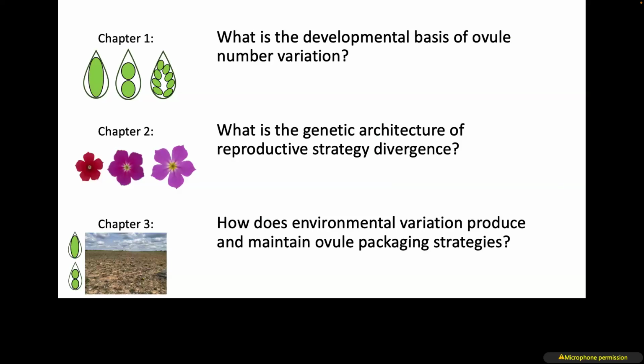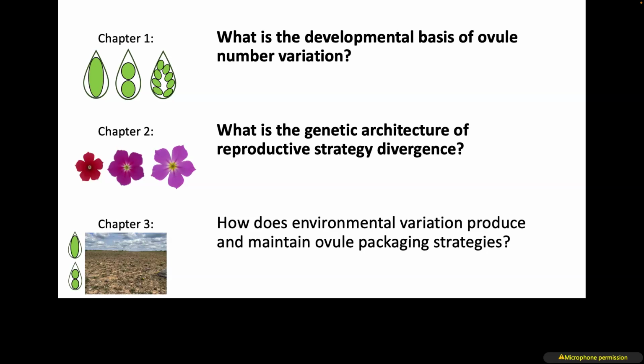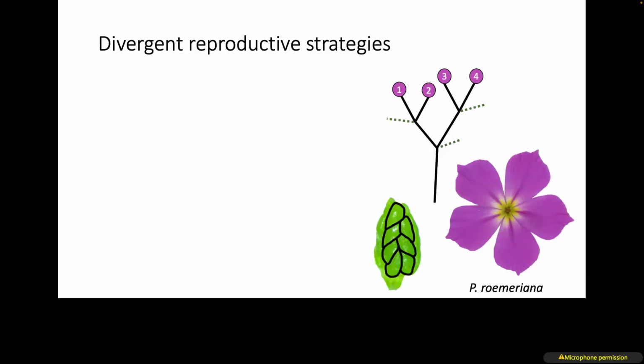The 3 chapters of my dissertation are broadly on the comparative development of ovule packaging within this genus, understanding what the genetic architecture of both the ovule size-number tradeoff and also the flower size-number tradeoff. And then in my 3rd chapter, I explore what kind of environmental variation might produce these different strategies under different conditions. But we'll be mostly talking about this in 2 chunks: the first 2 chapters, and then we'll get into the 3rd chapter later. For these 2 chapters, I work on the sister species Phlox roemeriana and Phlox drummondii.